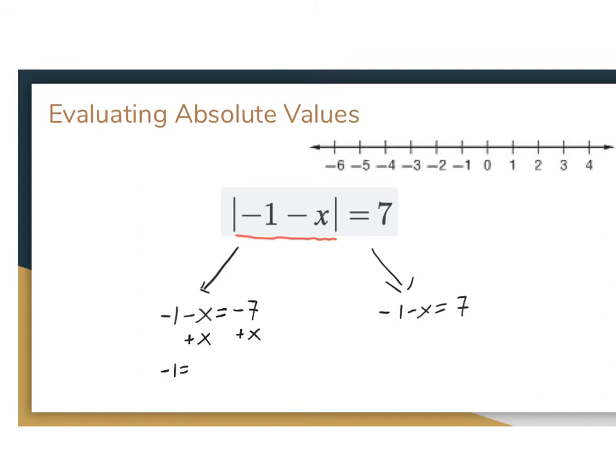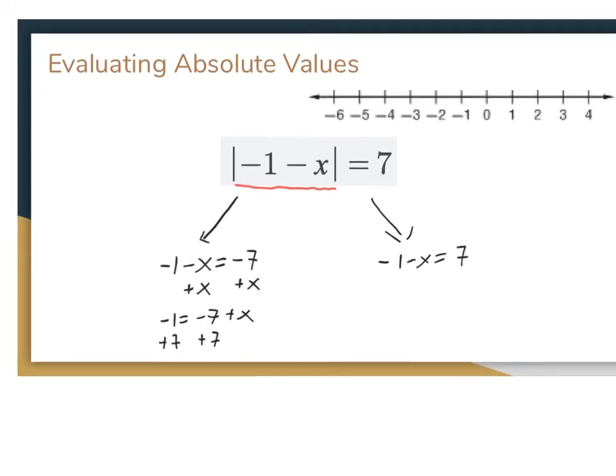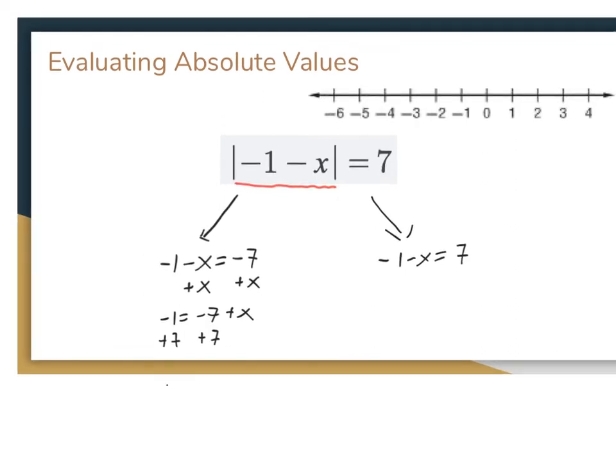Negative 1 is equal to negative 7 plus x. Then I will add 7 to both sides, and I come up with 6 is equal to x. On our positive side here, I'm going to add x.